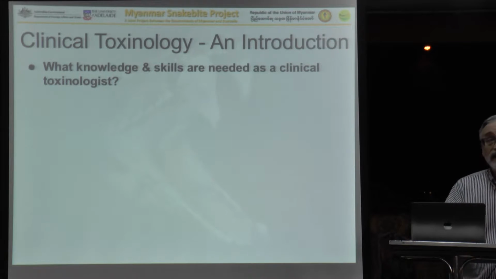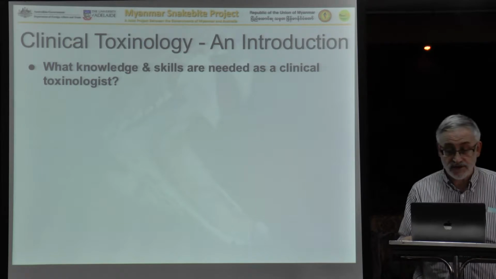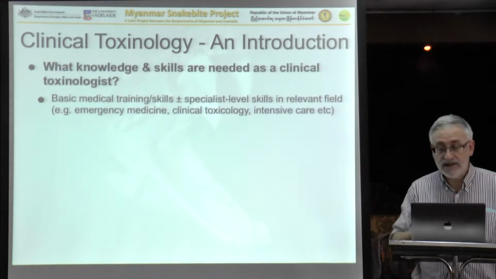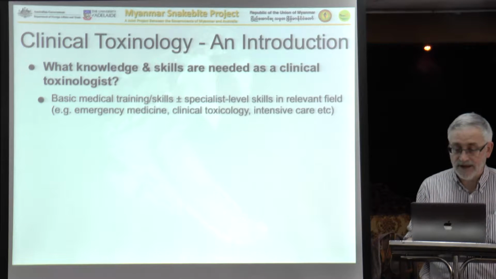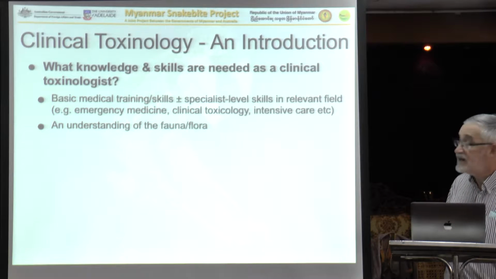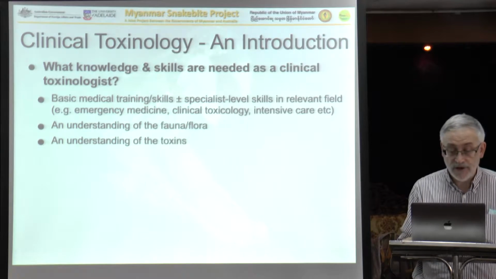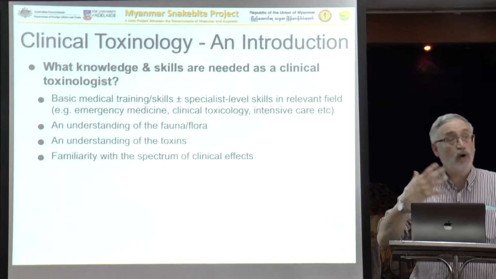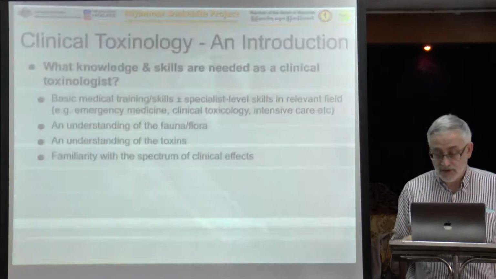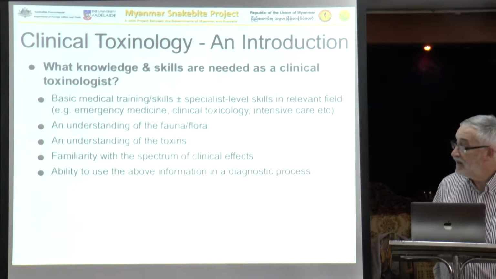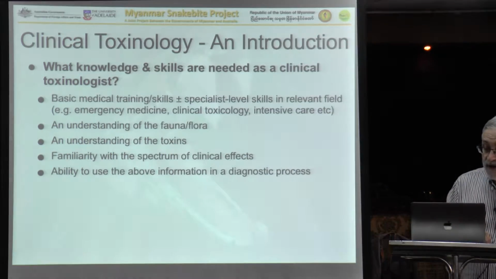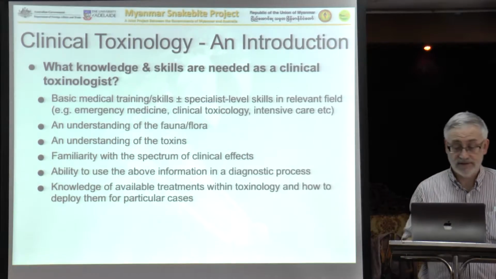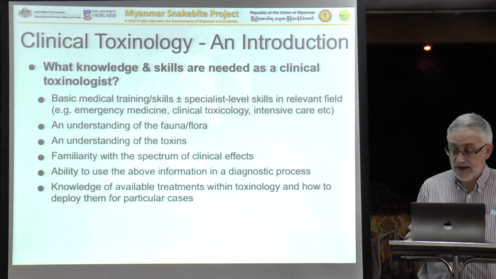So what sort of information, what sort of knowledge should a toxinologist have? They need to be a medical doctor. They need to understand a whole range of things in the medical area. They need to have an understanding of the fauna and flora, an understanding of the toxins, an understanding of what clinical effects those toxins can cause, an ability to use the above information in a diagnostic process, and knowing how to treat someone who is affected by these toxins.